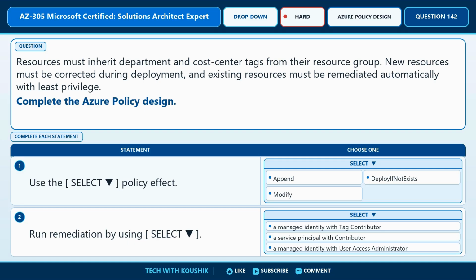The first statement reads, use the blank policy effect. The options for this statement are append, deploy if not exists, or modify. The second statement reads, run remediation by using the blank. The options for this statement are a managed identity with tag contributor, a service principal with contributor, or a managed identity with user access administrator.